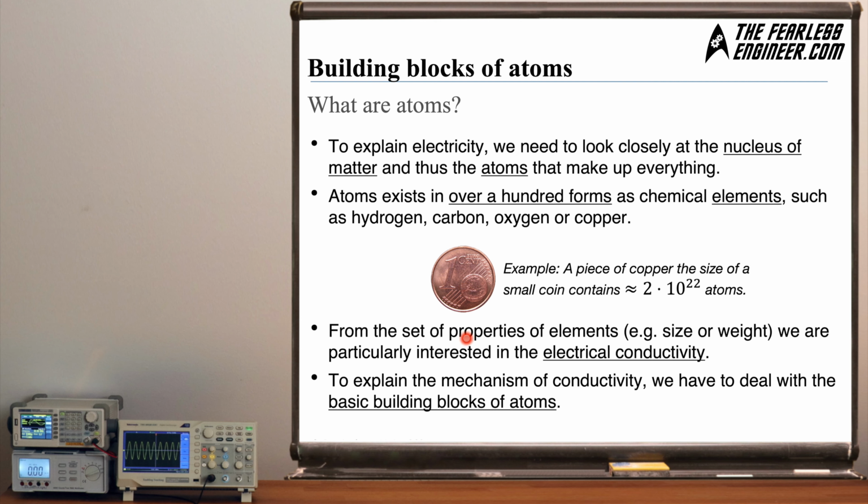And from the set of properties which describe an element, which might be something like size or weight, we are very much interested in the electrical conductivity here in electronics, because this is the vehicle which we will use to conduct electricity, to convey energy into a system. And to explain the mechanisms behind conductivity, we first have to take a look at the basic building blocks of atoms, which are electrons and neutrons and protons.